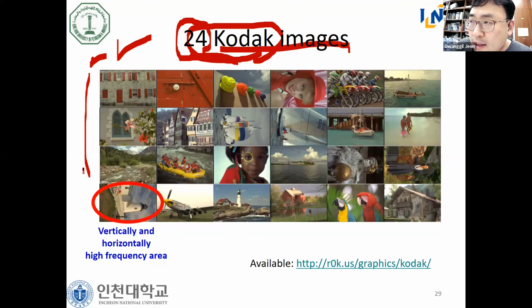Yes, you can use other images, for example Google's 1 million other images, or the COCO data set by Microsoft. You can use Google's image sets, you can use others. But in this work, we don't use others. If you want to change to another image data set, I'm afraid the performance could be lower, because this algorithm was trained only on Kodak images.